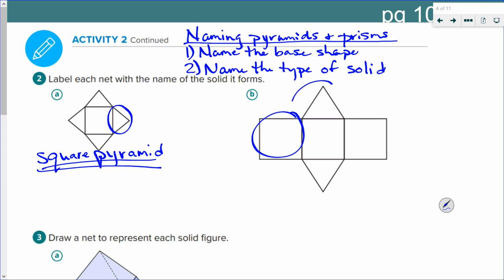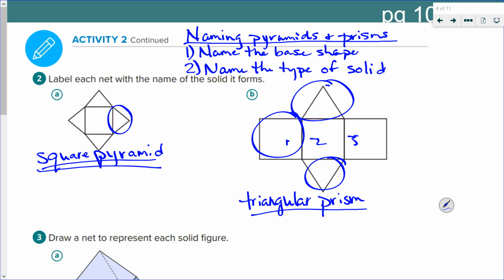You have somebody over there raising their hand. Yes, Brandon. It is a prism, but what's my base shape? Triangular prism. Because when I fold up the sides, these are going to be the sides here. 1, 2, 3 would be my sides, meaning that the parts I circle there are my bases. So this becomes a triangular prism.